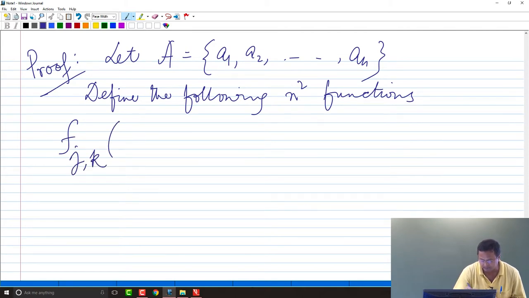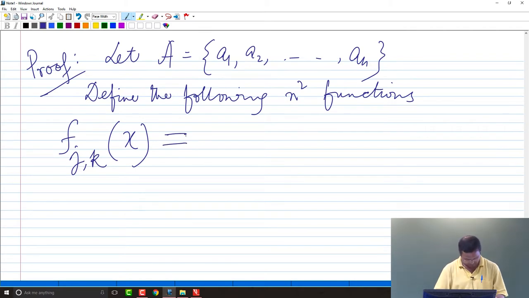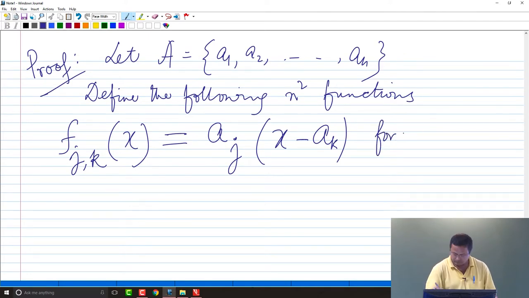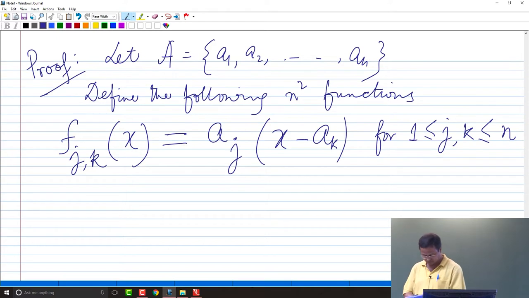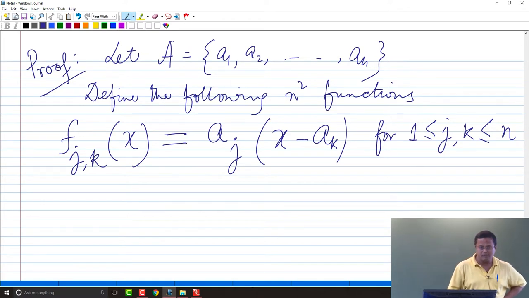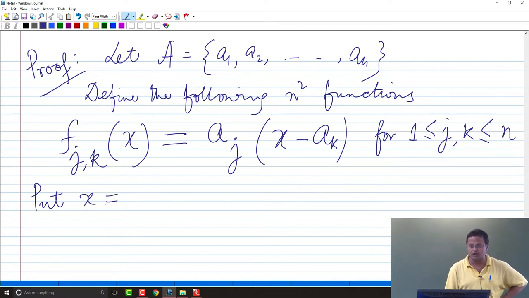This does it. Why does this do it? Pay your attention here. This is a linear function, no?